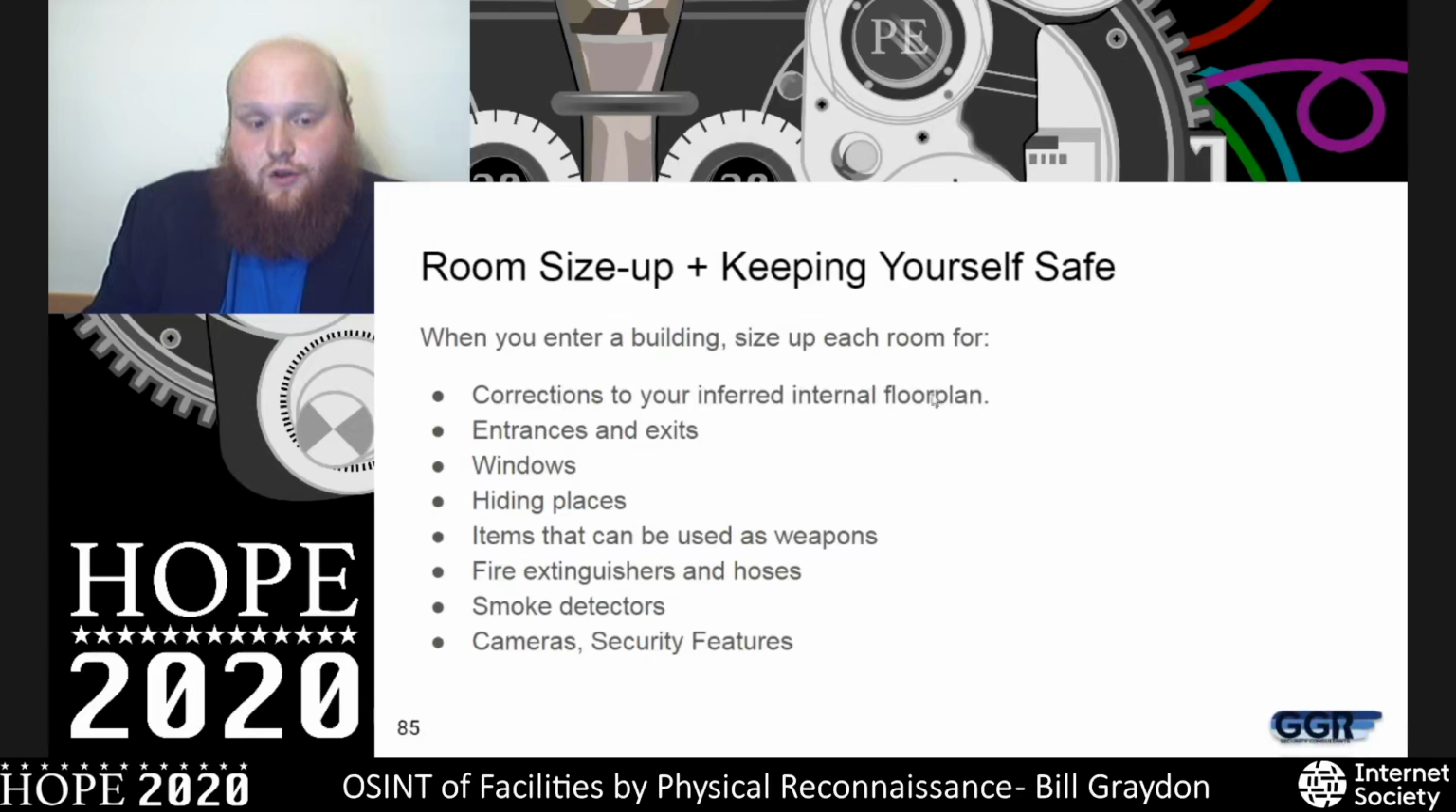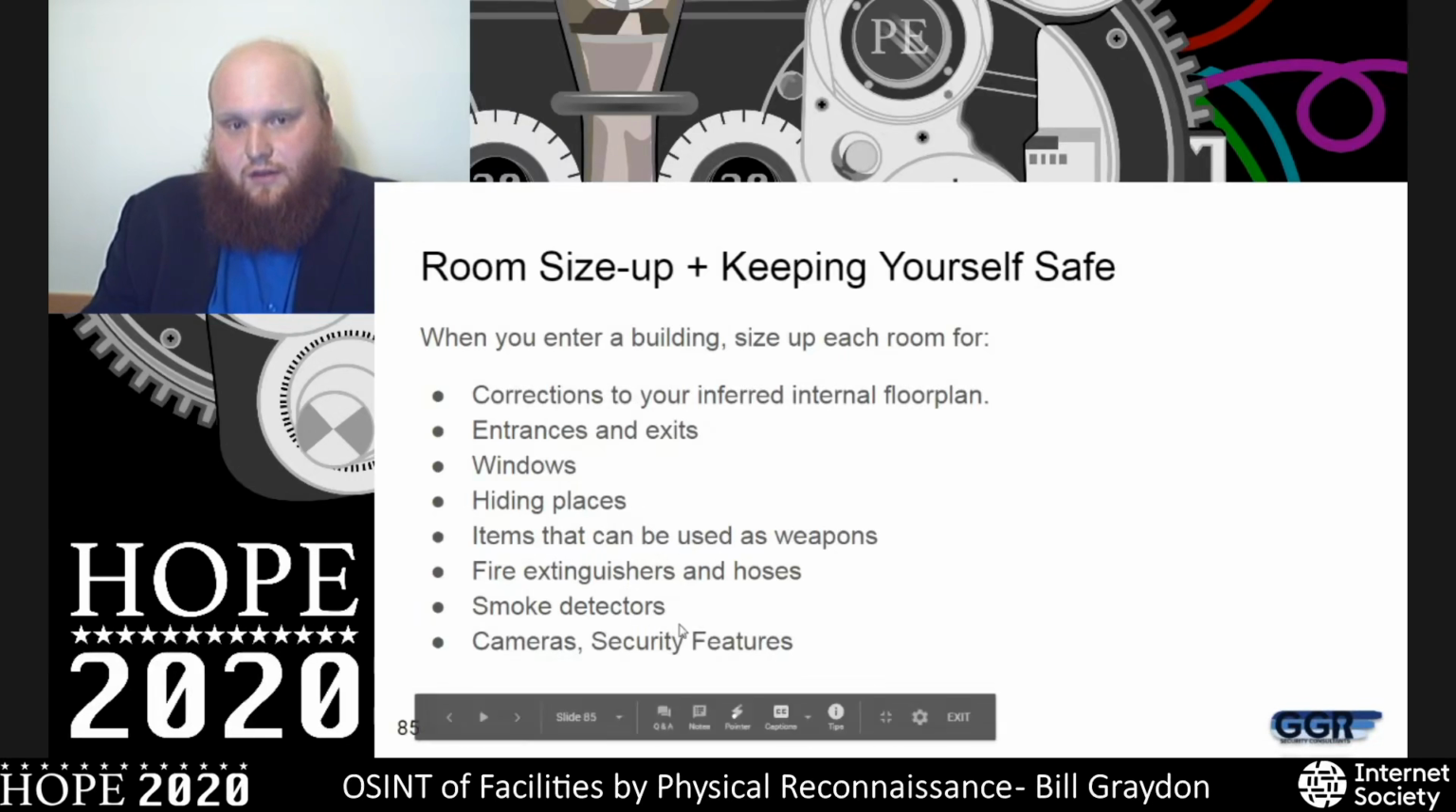So you want to look for corrections to your inferred internal floor plan. Any room you enter, you want to identify all the exits to it in case you need to exit quickly. Identify the windows, potential hiding places that either you could use or someone could be hiding, waiting for you, as well as items that could be used as weapons and the various life safety and security equipment that might be present within that particular room.